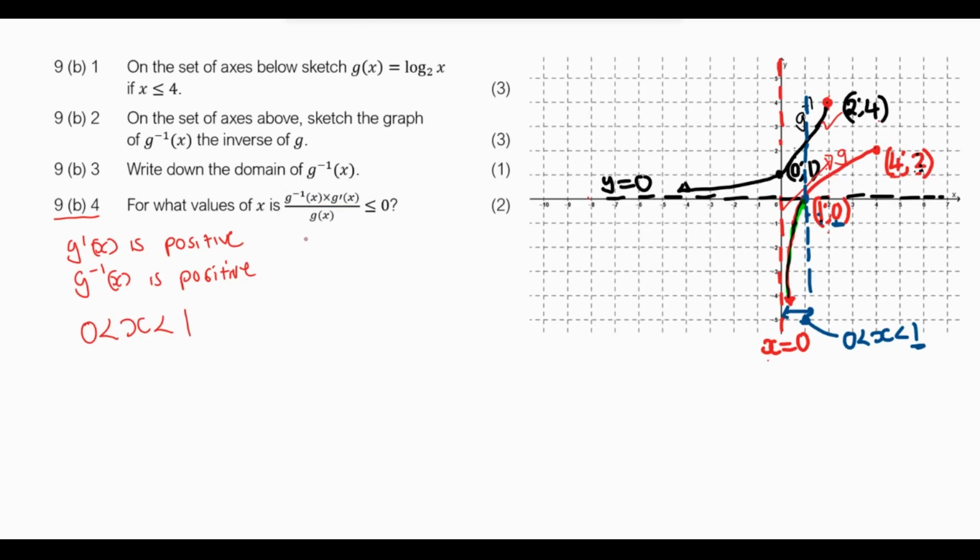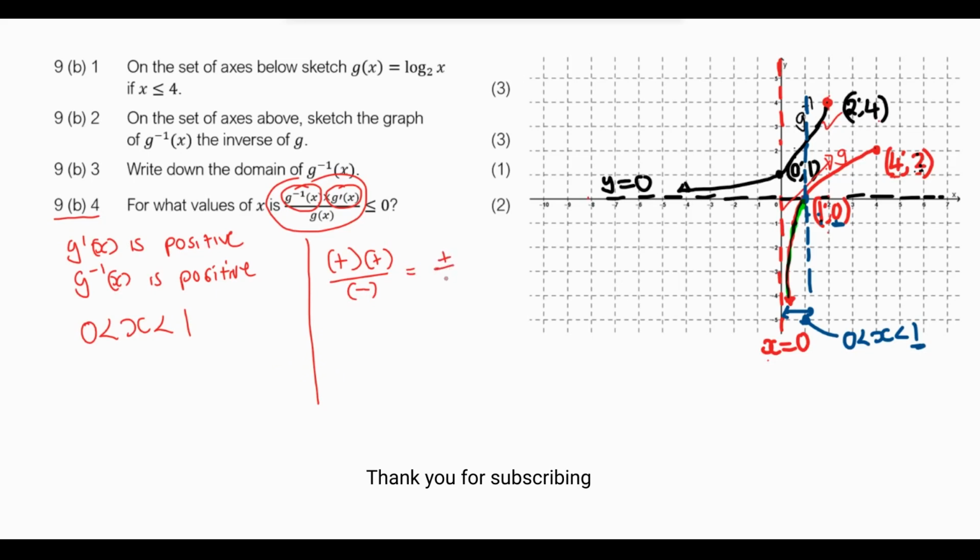Let me explain this a bit. We have the inverse of g of x, and we said it is positive. And then we have the derivative of g of x, we said it is positive. For this whole expression to be negative, g of x must be negative. Positive times positive is positive, and positive divided by negative is negative. So the whole expression will be less than 0.